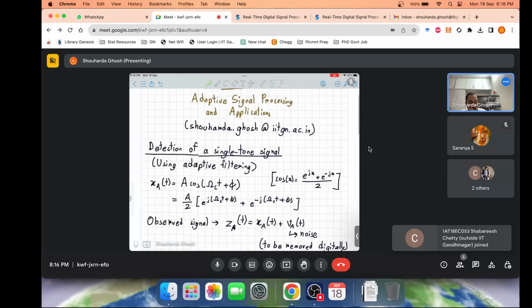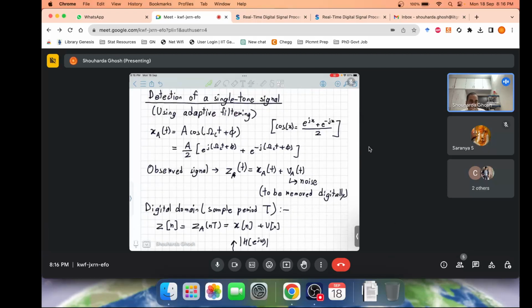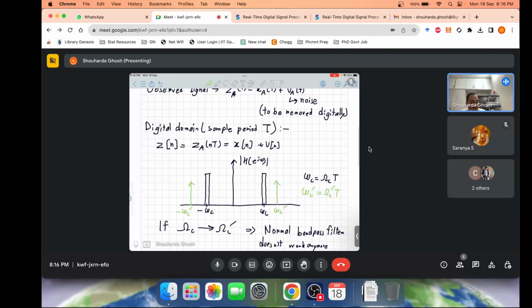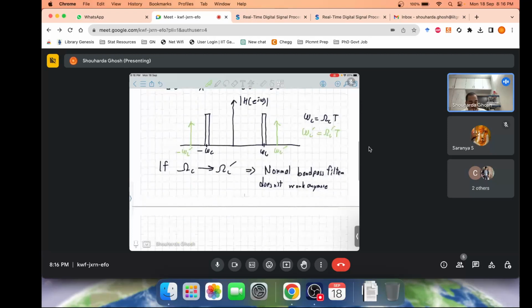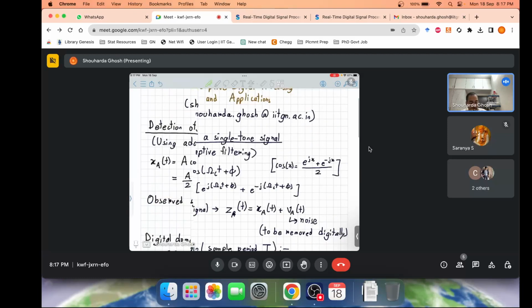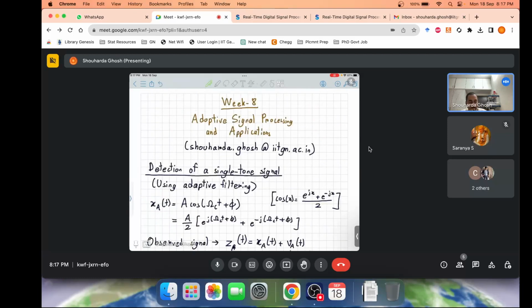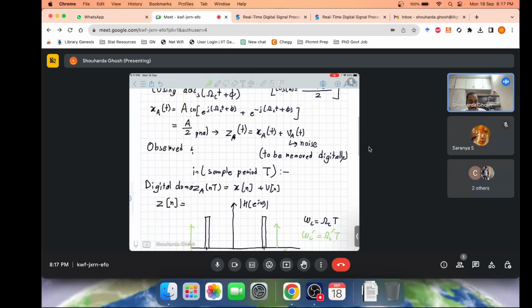So you can see we have to have some kind of a mechanism by which we can adjust the filter response so that it can tune with the signal frequency. So you need to use an adaptive band pass filter. Okay, which is our first topic in the adaptive signal processing and its applications.